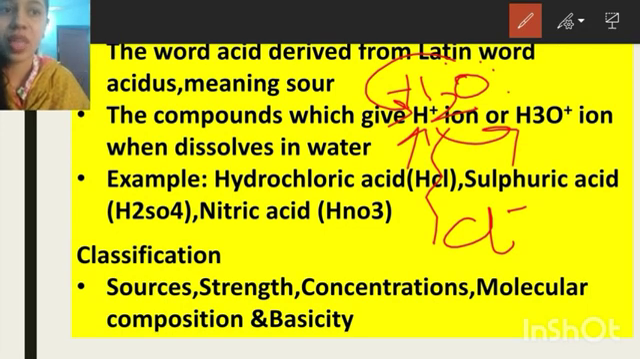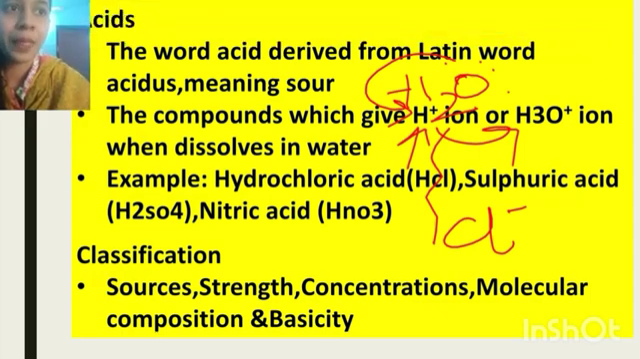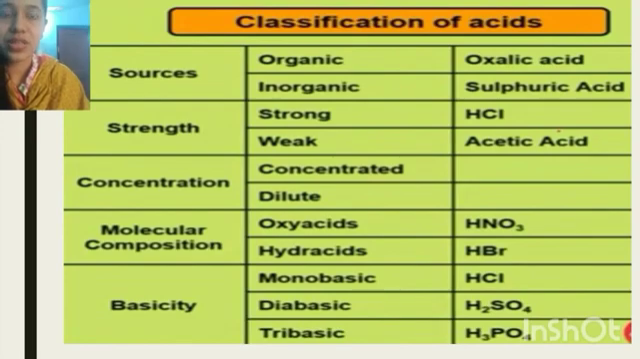Classification: source, strength, concentration, molecular composition, and basicity. When it comes to the classification by source: organic and inorganic. Organic acids are mainly found in living things such as plants and animals. Examples: oxalic acid in tomato, acetic acid in vinegar, and citric acid in citrus fruit. Inorganic acids are mineral acids, such as hydrochloric acid and sulfuric acid.